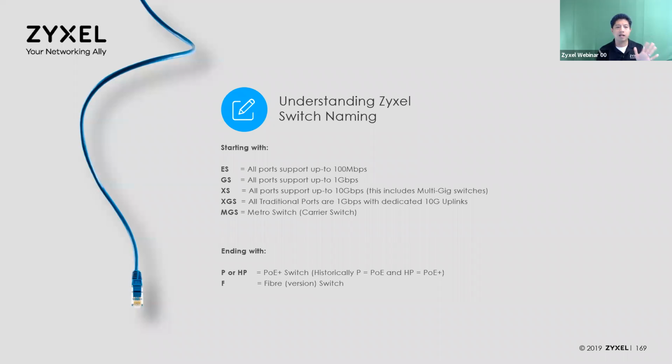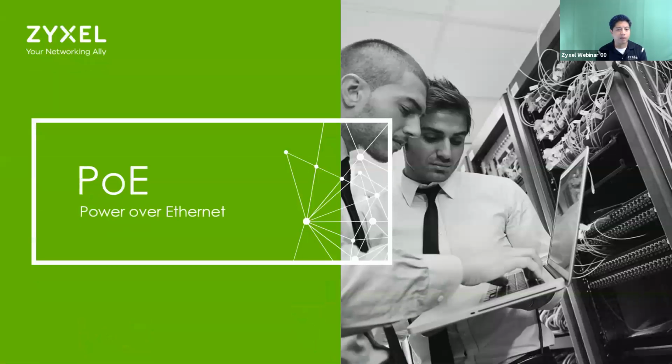And then Metro Ethernet, the MGS, those are just Metro carrier type switches. If it ends in a P or an HP, it stands for PoE or high-powered PoE. So HP is usually PoE+. Nebula still uses the P, I believe, so just keep that in mind. And F stands for fiber. So if there's an F at the end, it means the ports are typically all fiber, for gigabit fiber type applications.